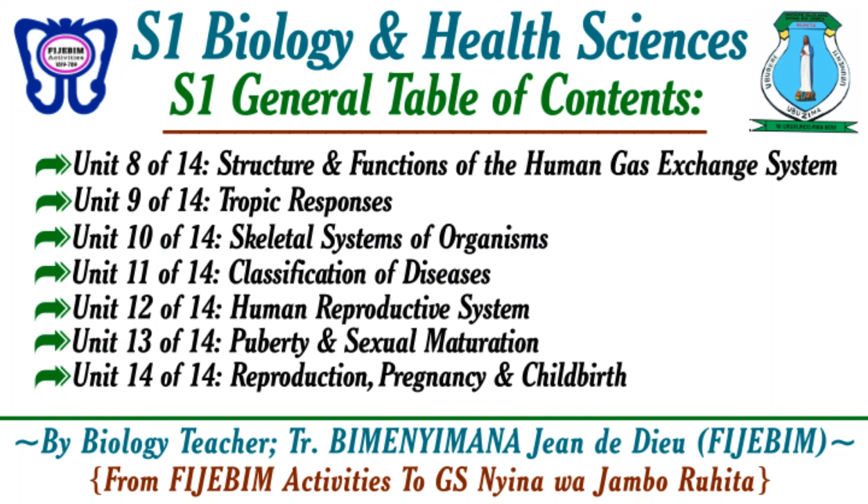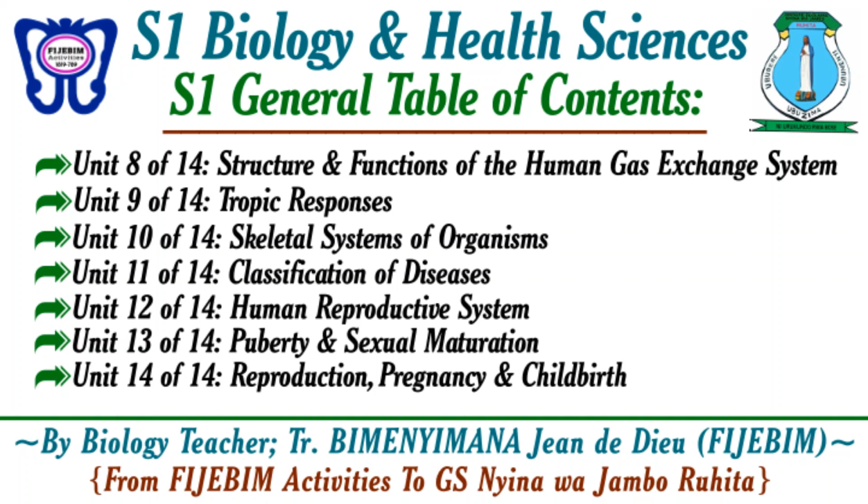Now, unit number 13 is puberty and sexual maturation. Also, this unity, puberty and sexual maturation, is somehow relevant to reproduction. And then unit number 14 is reproduction problems and childbirth. So all of them, they are about reproduction.